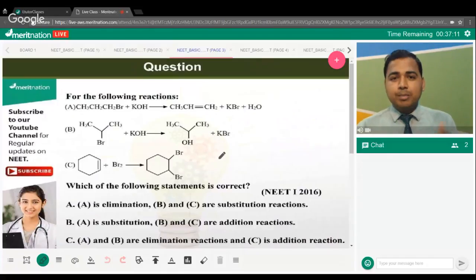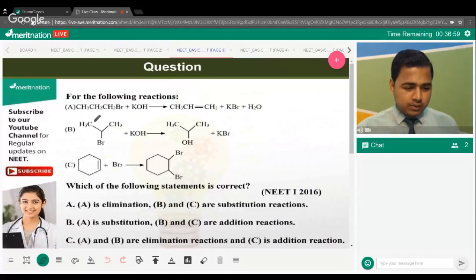You do not even need to perform the reaction, you only have to identify the reaction. This is the standard of NEET: not to ask very difficult questions, only a little memory and a few concepts are required to solve this one. So the first reaction is CH3, CH2, CH2Br with KOH. In this, a few things are not mentioned, but don't worry about that.